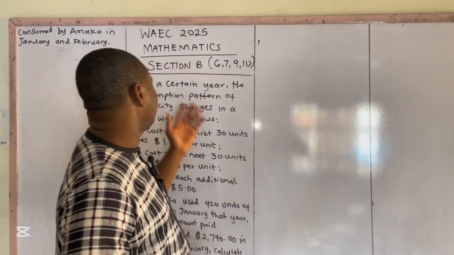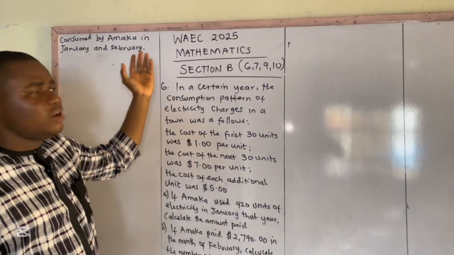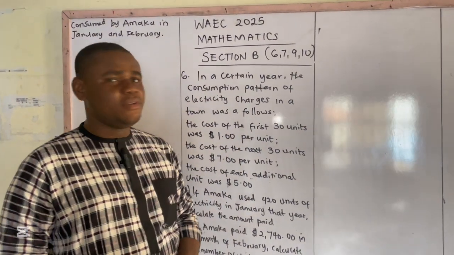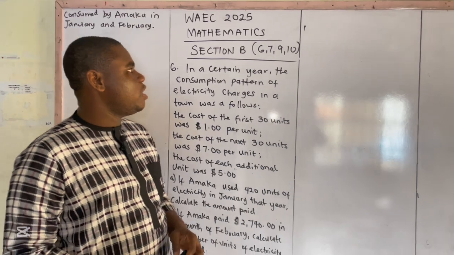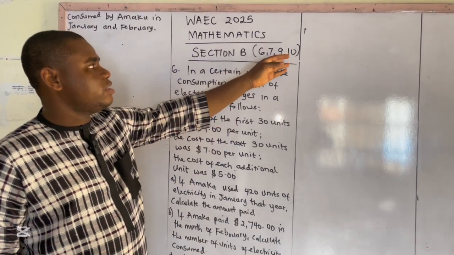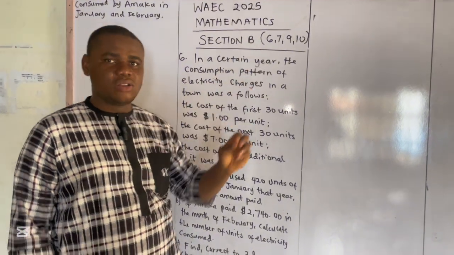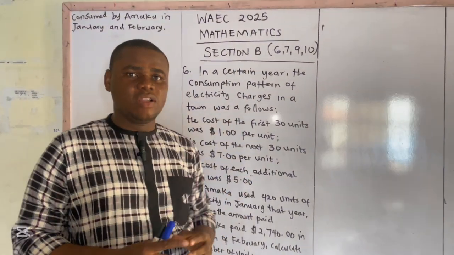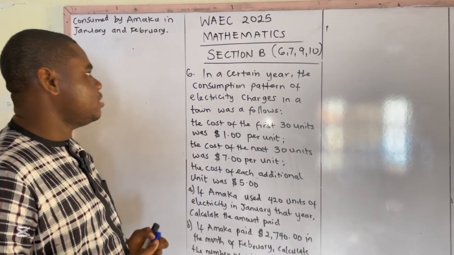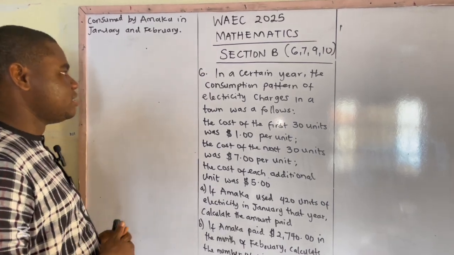Our focus will be on Section B in the WAEC 2025 series. The reason why we are going to answer only 6, 7, 9, and 10 without 8 is because question number 8 will be on construction, and we are going to make a video on that separately. Alright, now let's move to question number 6.